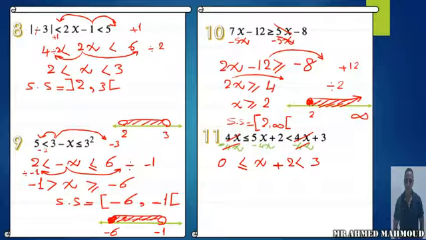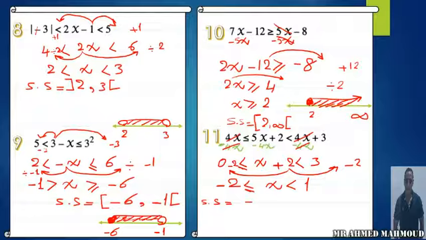Okay, now I'm going to send 2 from here to here as minus 2, and 2 from here to here as minus 2. 0 minus 2 will be negative 2, less than or equal to x, less than 3 minus 2 equals 1. The solution set equals negative 2 closed and 1 open. The number line will be negative 2 closed and 1 open, like this.